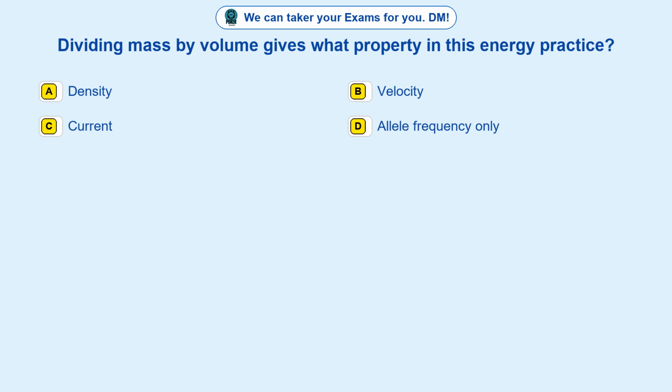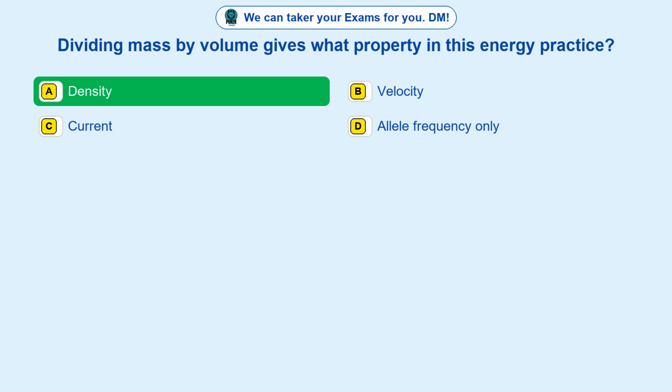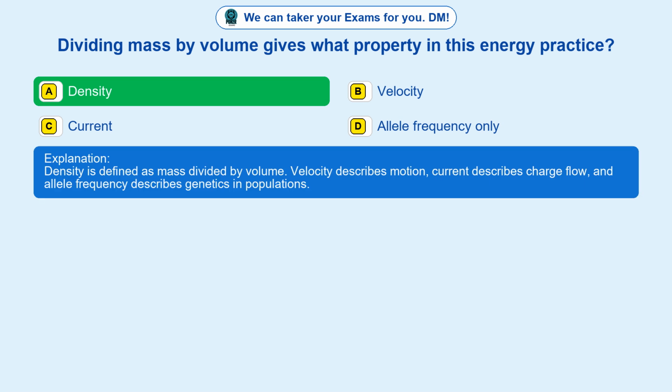Question 78. Dividing mass by volume gives what property in this energy practice? Option A, density. Option B, velocity. Option C, current. Option D, allele frequency only. The correct answer is option A. Density. Density is defined as mass divided by volume. Velocity describes motion, current describes charge flow, and allele frequency describes genetics in populations.